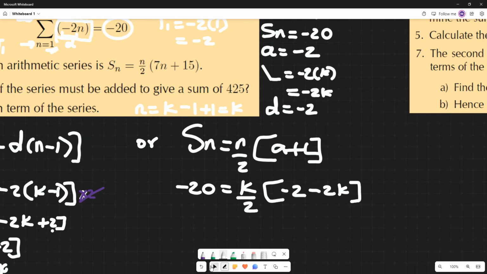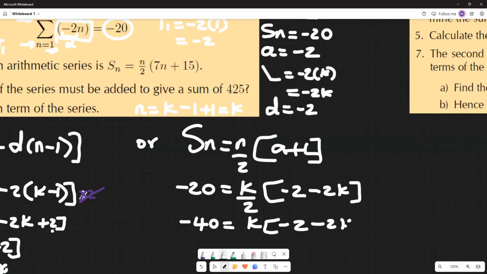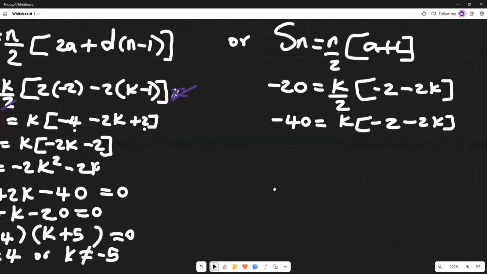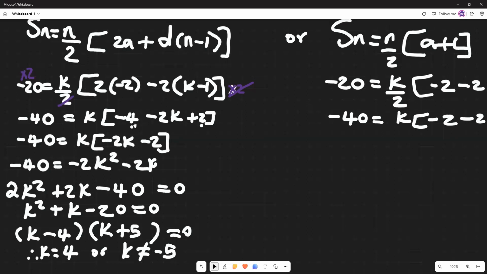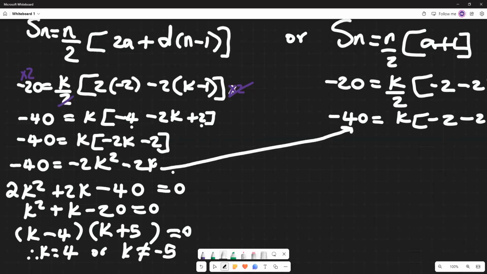All right, ladies and gents. Then you have minus 40, because I'm going to multiply by 2 both sides, equals k minus 2 minus 2k. I'm sure, ladies and gents, you can see that this step is exactly the same as this step here. You see? So eventually you are going to get the same answer. All right. I'm not going to finish it up. I was just showing you that both formulas work.